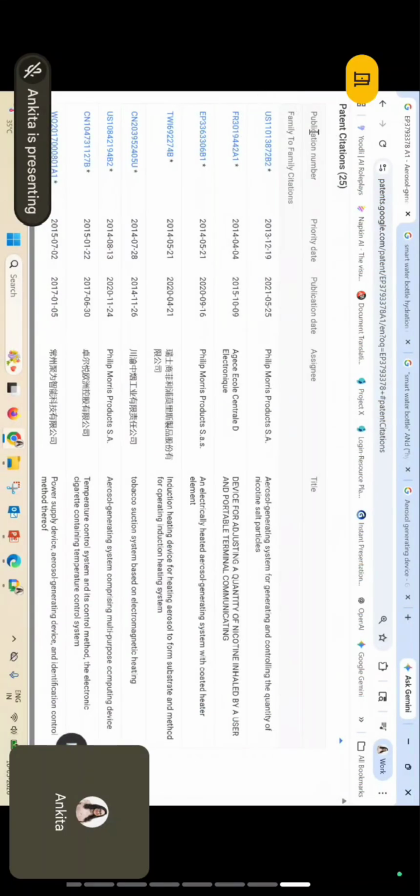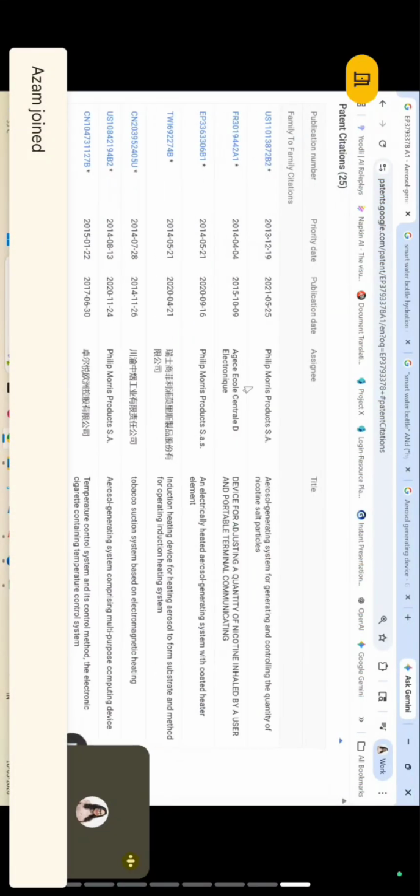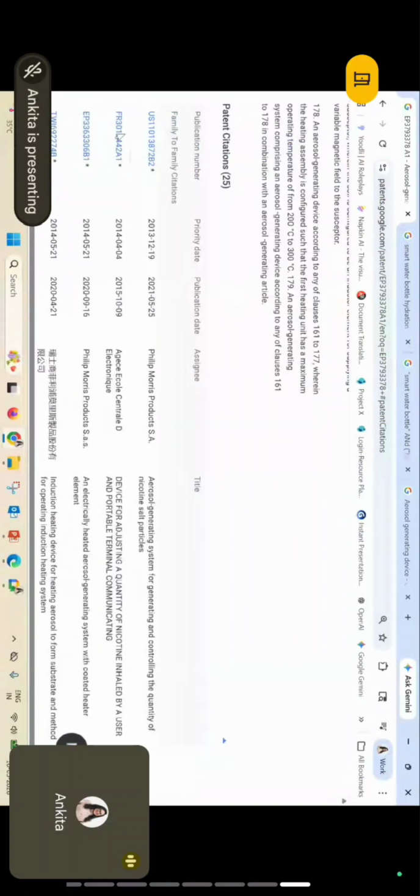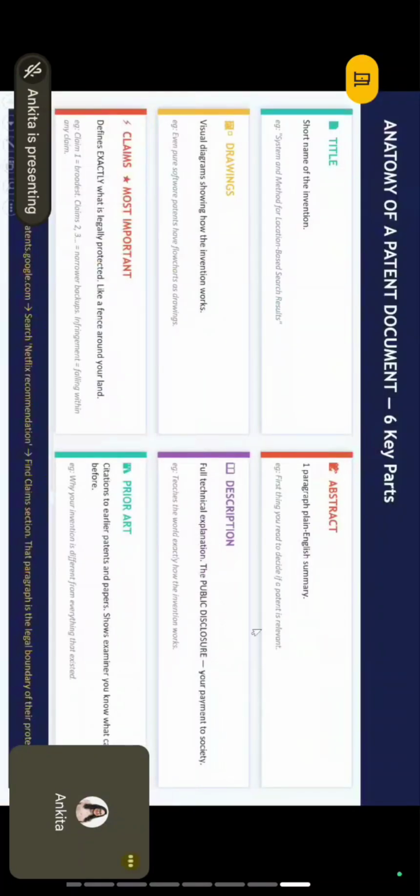And at last, there are some citations, meaning the inventions that already existed before this patent, similar to the references that we give in a research paper. So these are the patent citations or references. So this is the whole anatomy of the patent document.